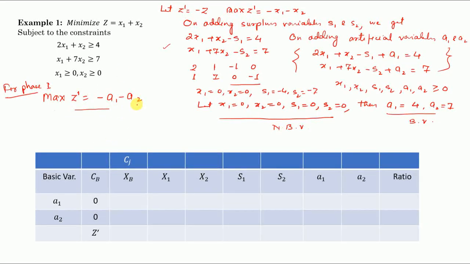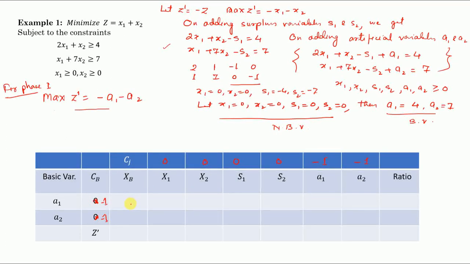So -a1 -a2. No x1, x2, s1, s2 are there. So simply these coefficients you can write as 0 0 0 0. And this is -1 and -1. Clear? So here again, the coefficients of a1 and a2: this is not 0, you will write -1 and -1, because the coefficients are -1 and -1. So remove this 0. This is -1 and -1.